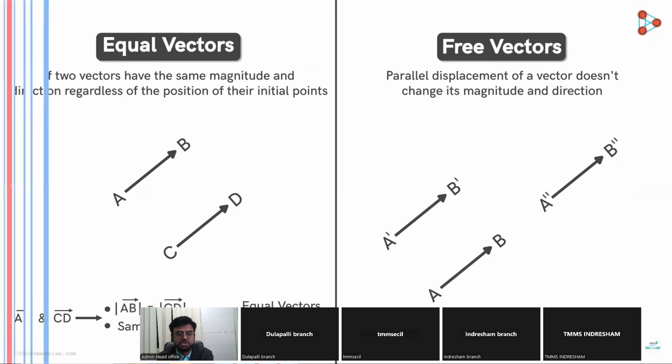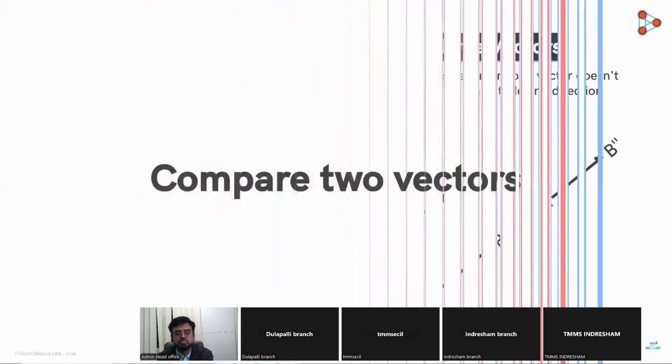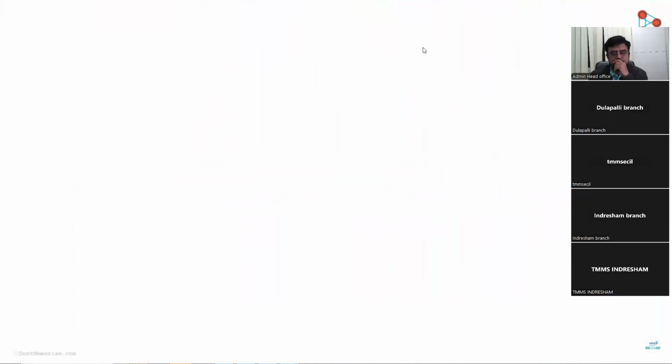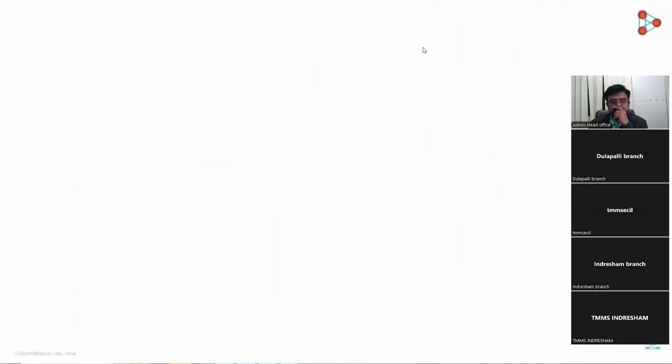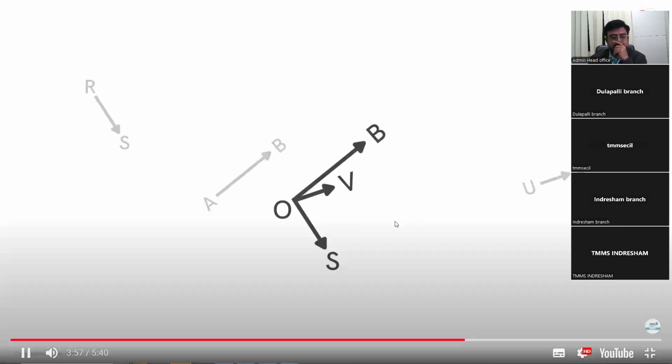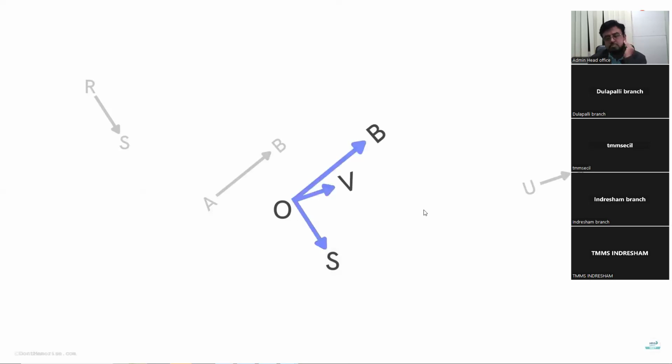New word. One advantage of this is that it makes it easier to compare two vectors. Now consider the vectors AB, RS and UV. Let's move them parallel to their positions without affecting their magnitudes and directions such that they originate from a single point. Can you see? Now it's much easier to compare the directions and the magnitudes of these vectors with respect to each other. Now let me ask you a question.